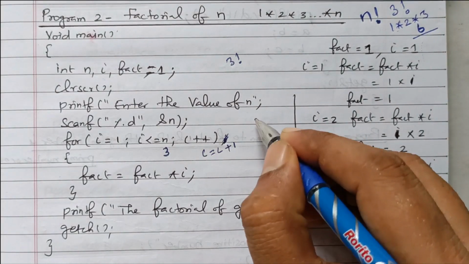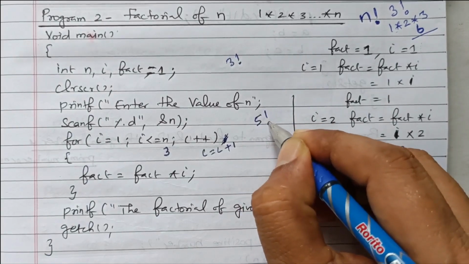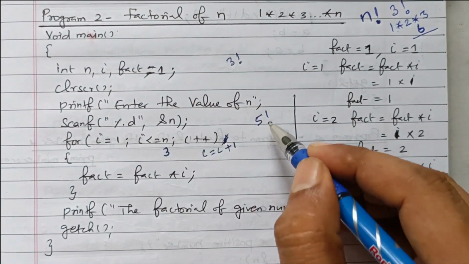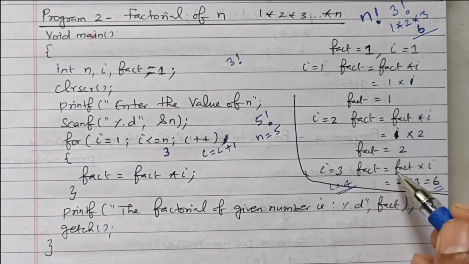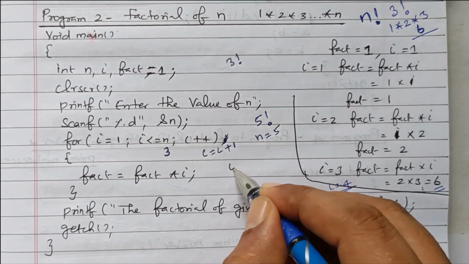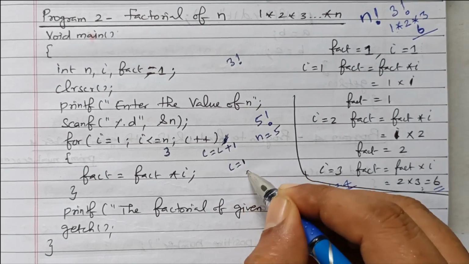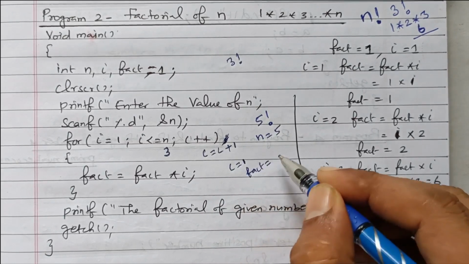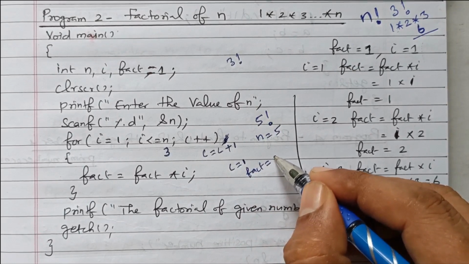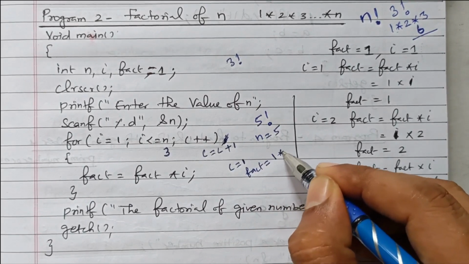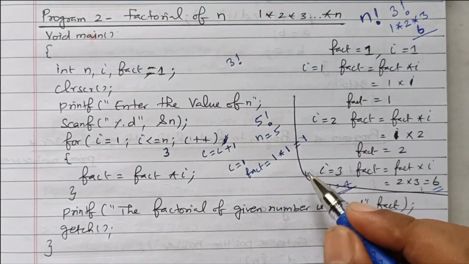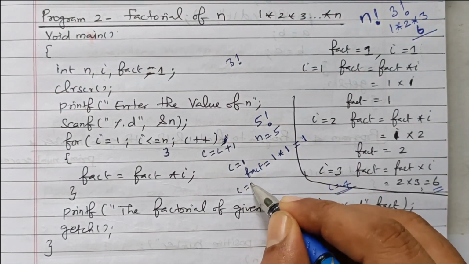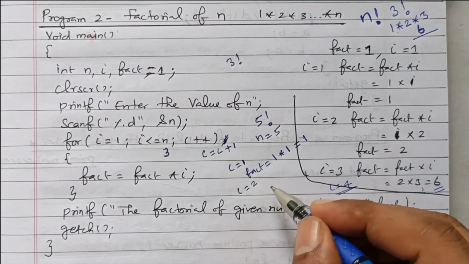Now we'll see another example for 5 factorial, right? N equal to 5. Initially I equal to 1. What is the factorial value? Factorial equal to factorial into I. Factorial is 1, I also 1 initially. So 1 into 1, 1. Right? Then I becomes 2, incremented.